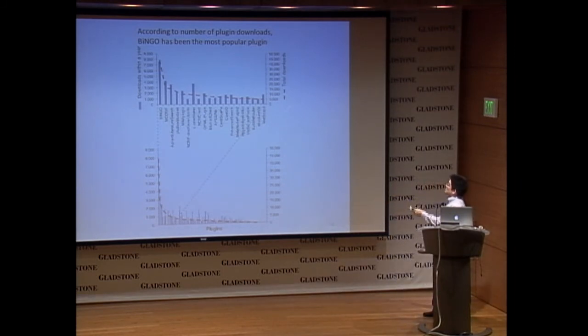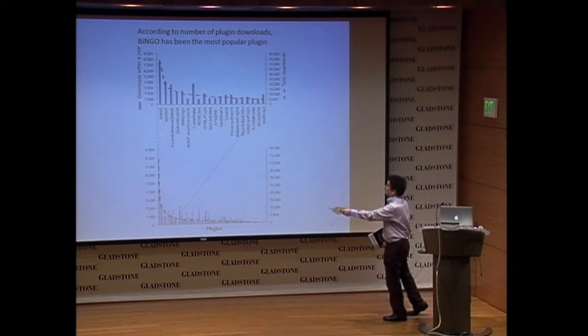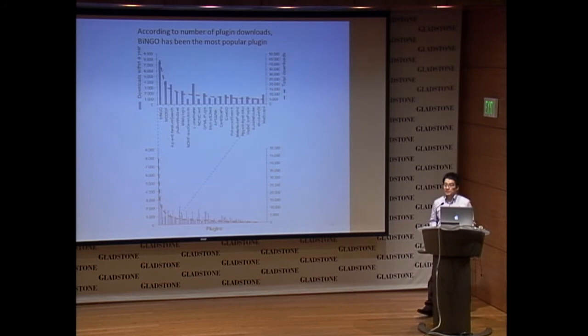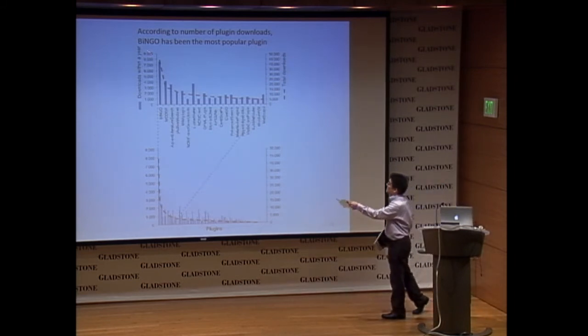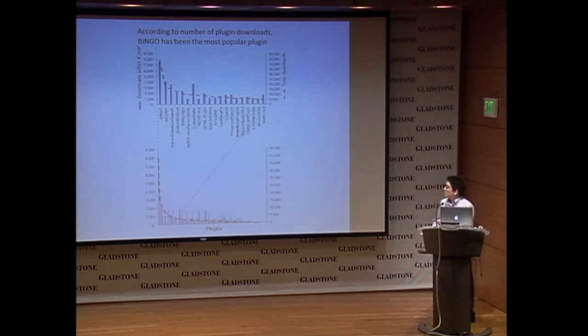As you can see, the number one plugin is Bingo, which extracts the enriched GO terms from the given subnetwork of the whole graph. So it has a lot of downloads, and as far as I checked, there are more than 500 citations for this plugin. So Bingo may be a very popular or very important plugin so far.